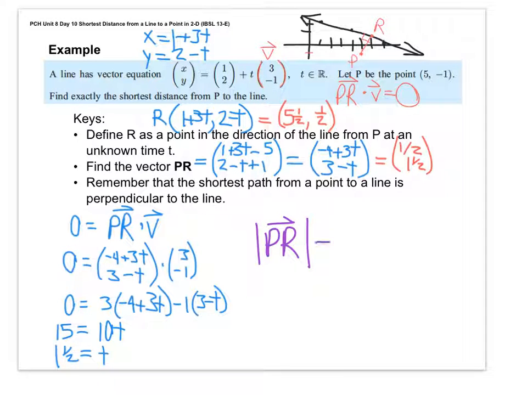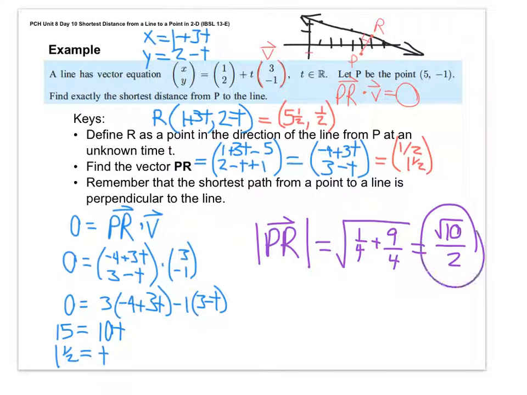Okay? And you guys know how to find magnitude. It's the square root of 1/2 squared, which is 1/4, plus 1.5 squared, which is 9/4. So that's the square root of 10 over 2 if you simplify it. And notice it said exact, so we are not going to round that at all. We're going to leave it as a radical, root 10 over 2. Okay? Questions?